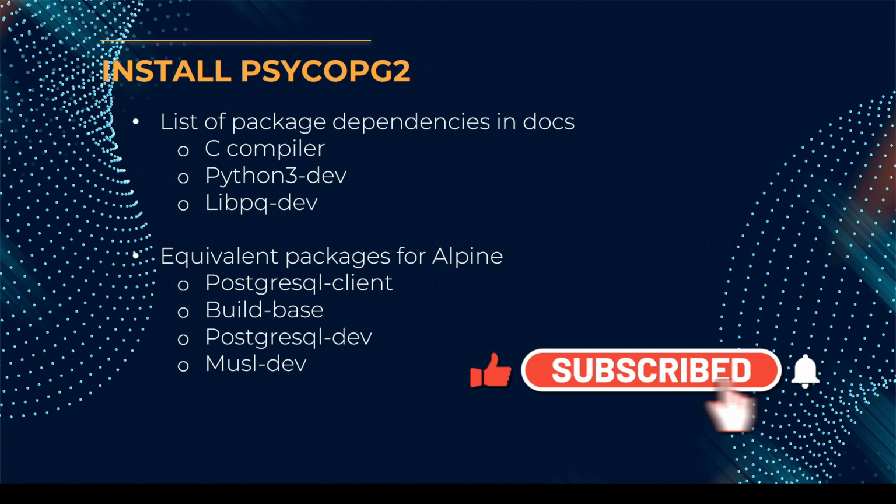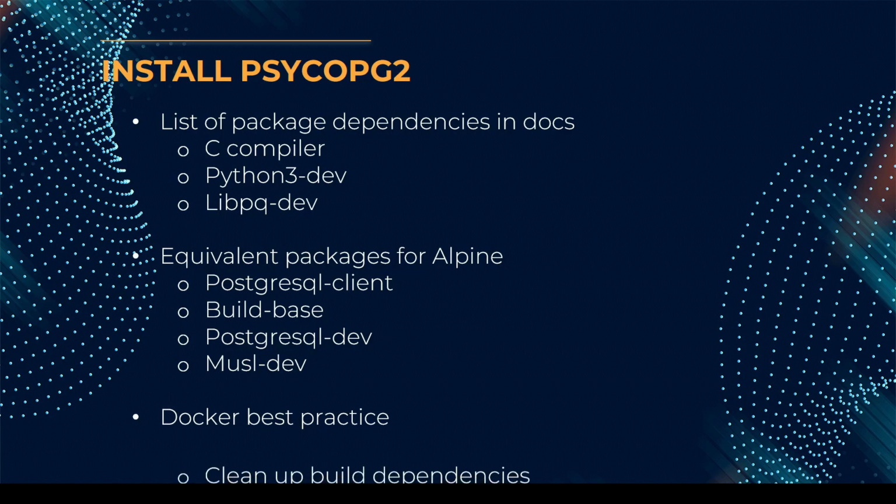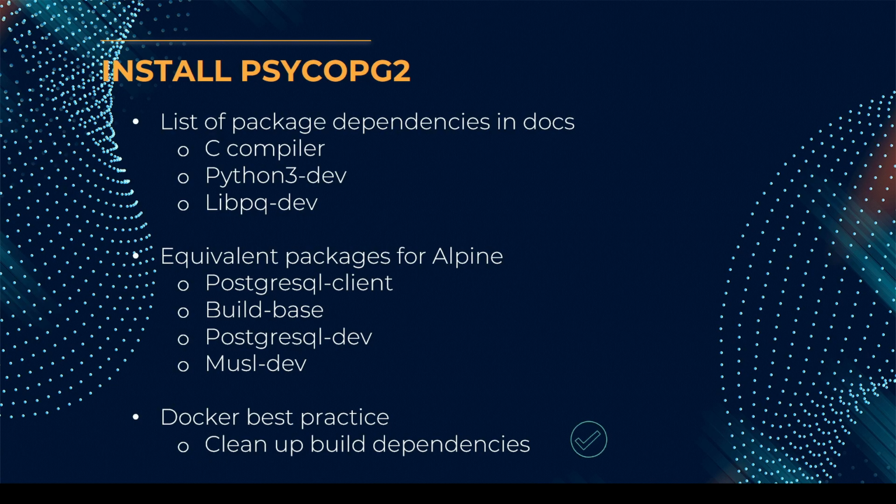One thing to keep in mind, though, is that the best practice for Docker is to clean up any build dependencies. Most of the dependencies listed here, except for the postgresql-client, are only needed for installing the package. They are not actually required to run the package when the application is in use. So what we are going to do is customize our Dockerfile to clean up these packages after we have used them. Then we can keep our Dockerfile very minimal and lightweight.